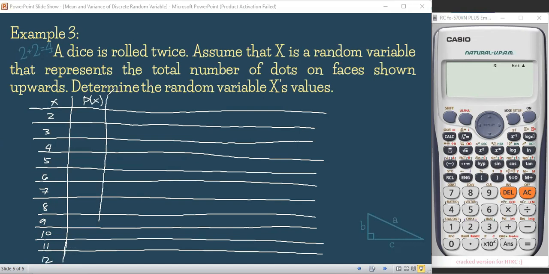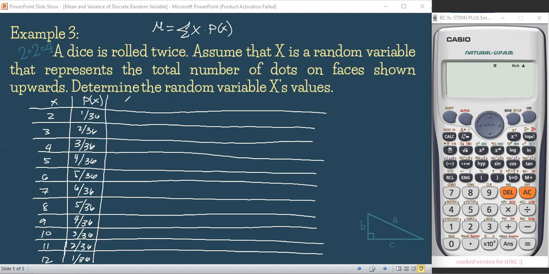So our p of x is 1/36, 2/36, 3/36, 4/36, 5/36, 6/36, 5/36, 4/36, 3/36, 2/36, and 1/36. So yung goal natin is to find the mean, and the mean is equal to the summation of x times the p of x.